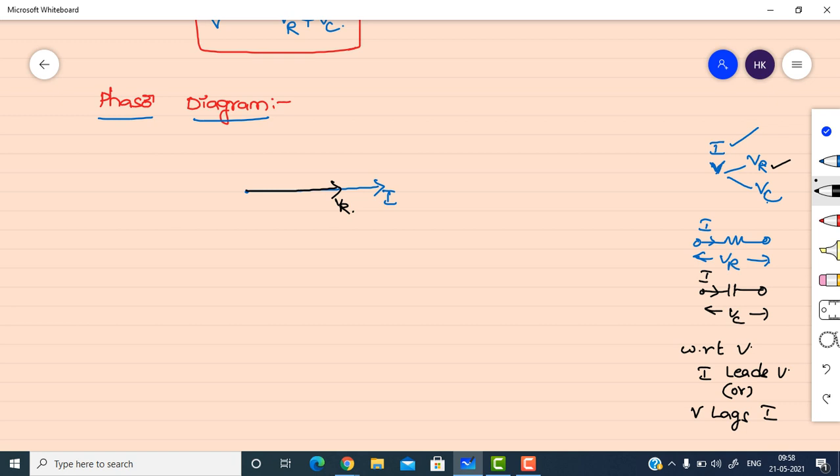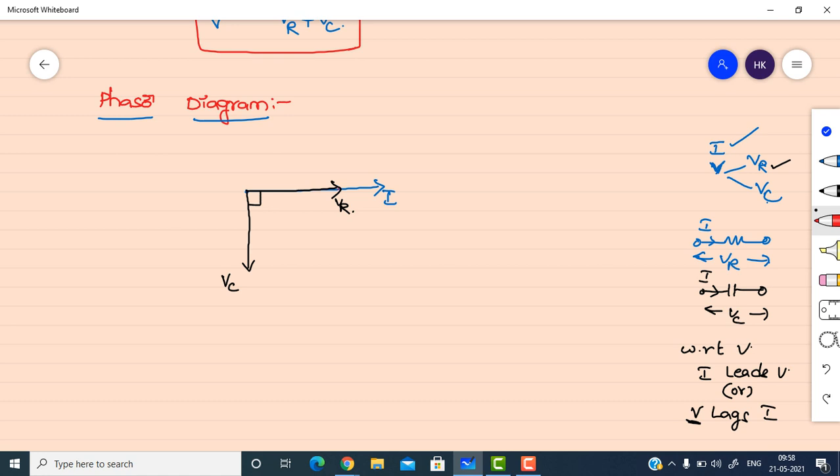Behind. Why? Because voltage is lagging with respect to the current. So draw the VC phasor behind the current phasor by an angle of 90 degrees. Now the phasor sum.